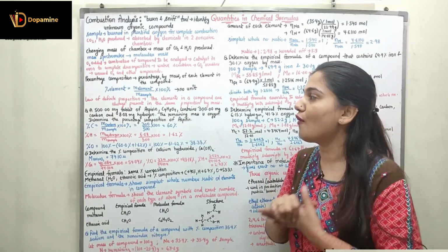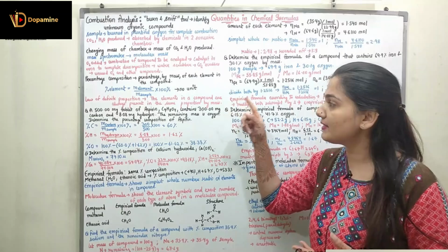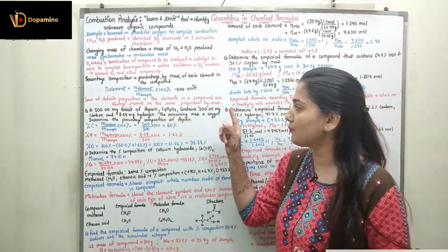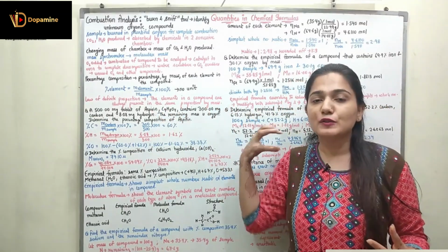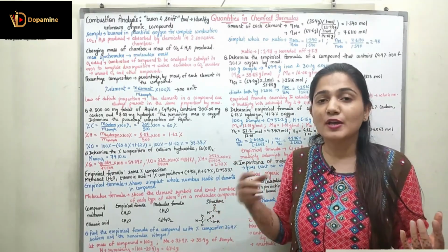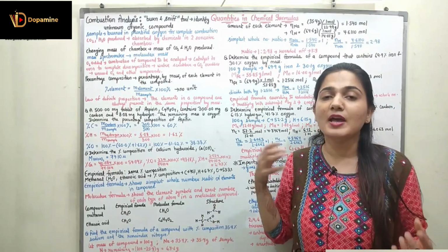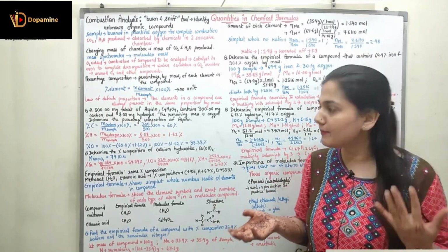Now coming to the law of definite proportion. According to the law of definite proportion, the elements in a compound are always in the same proportion by mass. Right, so if I find out the percentage of hydrogen and oxygen in the water, so if I take 1 gram of water, 10 gram of water, 40 gram of water, percentage of hydrogen and oxygen will remain fixed.